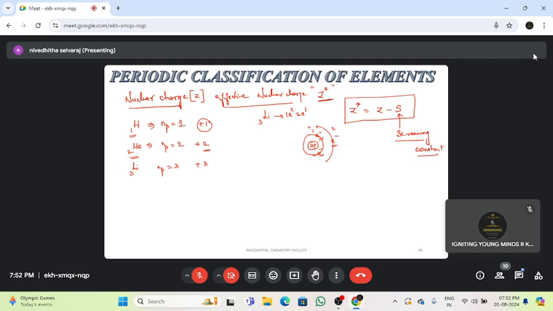Let us take the elements which are present in the second period. Okay, let us take lithium, beryllium, boron. What is the atomic number of lithium? It is 3. The atomic number of beryllium is 4. Here it is 5. So what is the electronic configuration? I won't write the electronic configuration. Let us write the proton count and electron count alone.